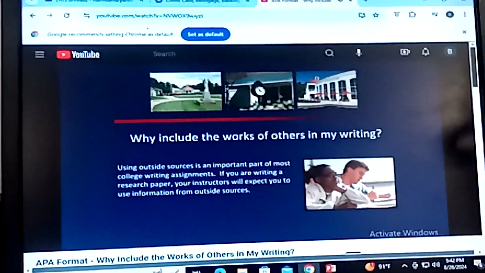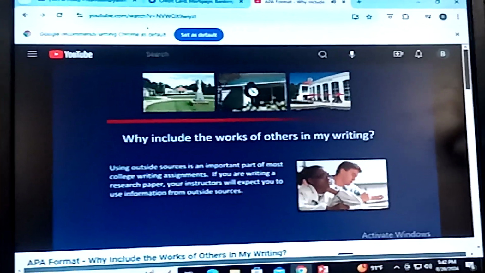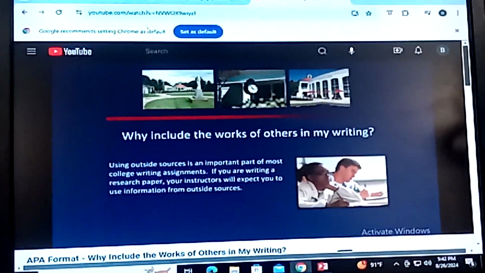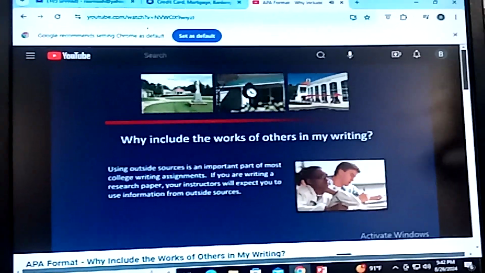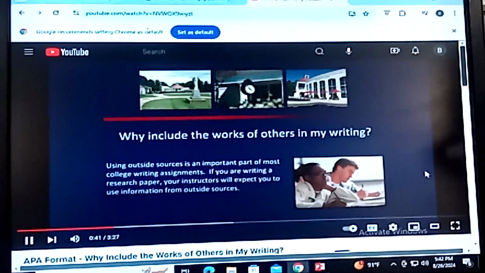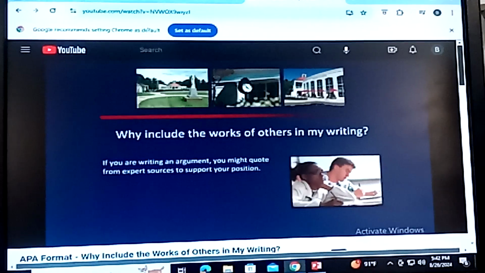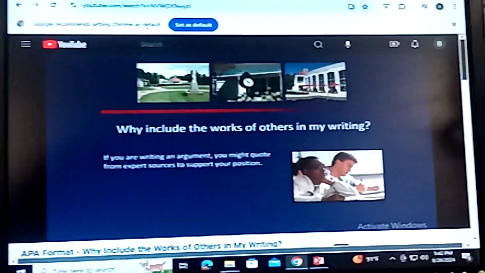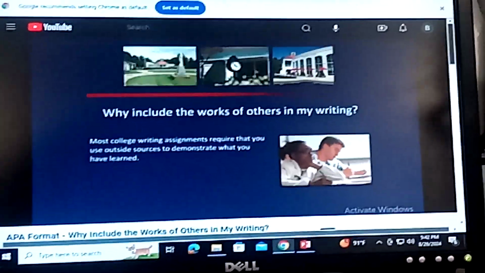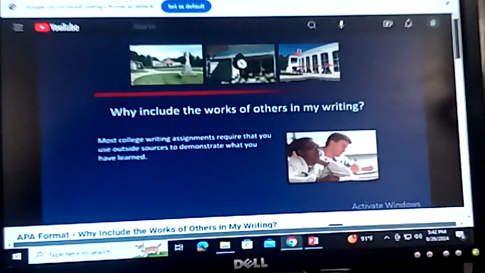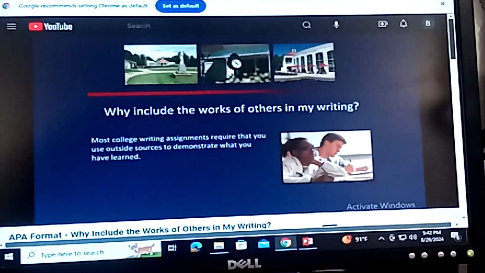That's why using outside sources is an important part of most college writing assignments. For example, if you are writing a research paper, your instructors will expect you to use information from outside sources. Or, if you are writing an argument, you might quote from expert sources to support your position. In fact, most college writing assignments require that you use outside sources to demonstrate what you have learned.